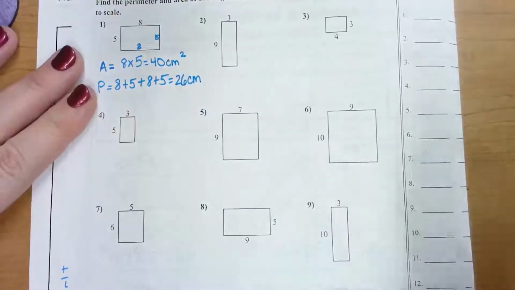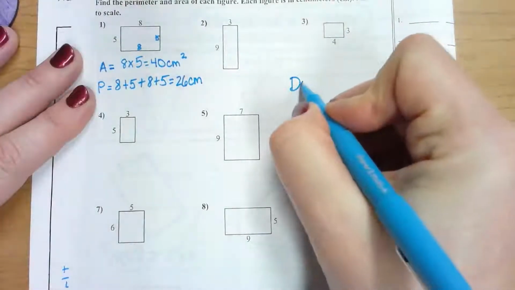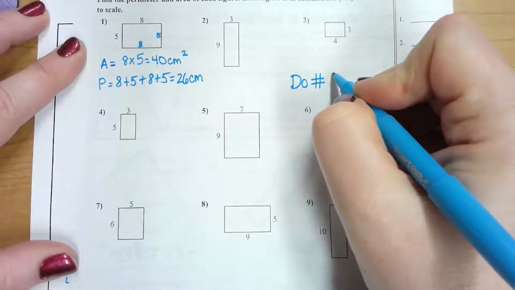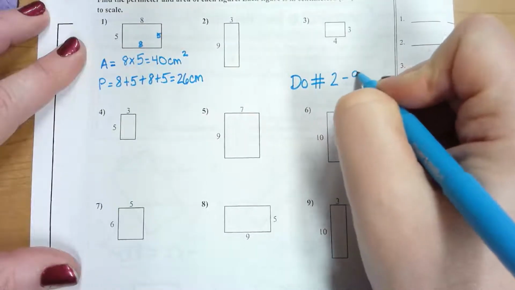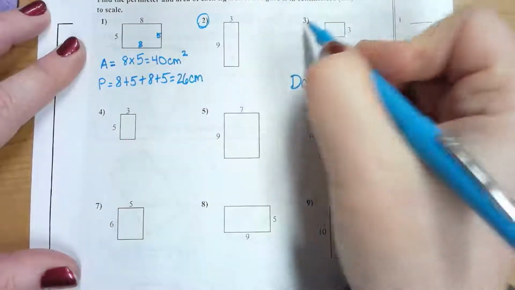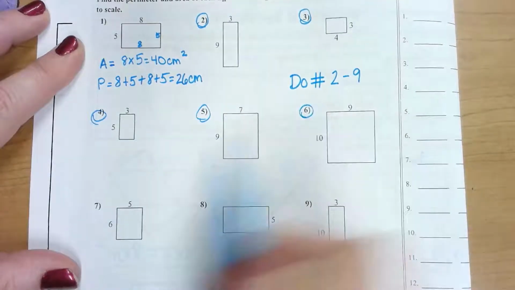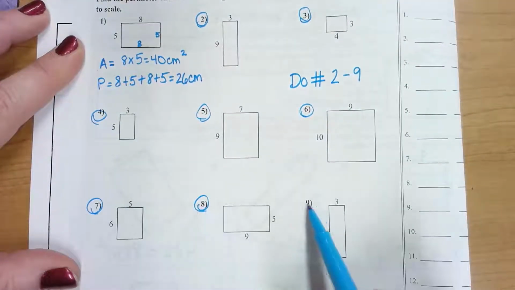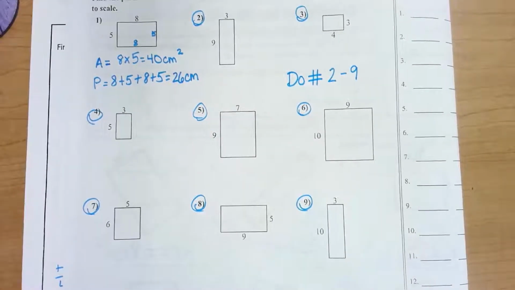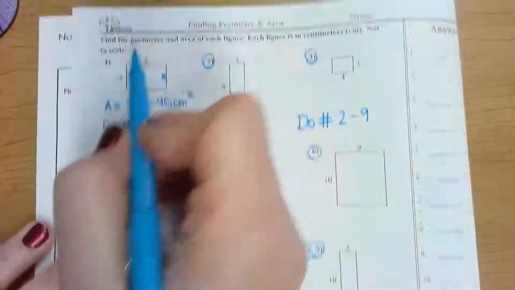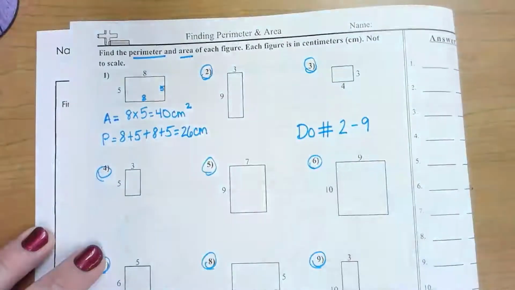Okay, what I'd like you to do today is I want you to do numbers, well, we did number 1, so do number 2 through 9. So 2, 3, 4, 5, 6, 7, 8, and 9. And find the area and perimeter for both. Okay, perimeter and area of each figure.